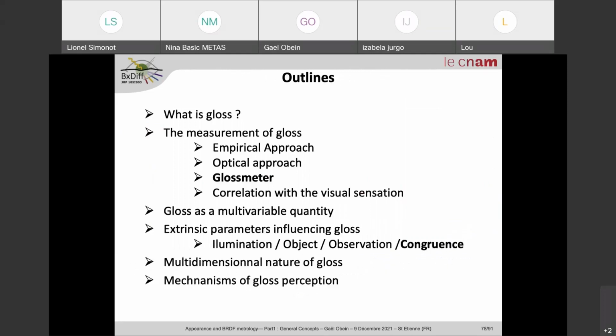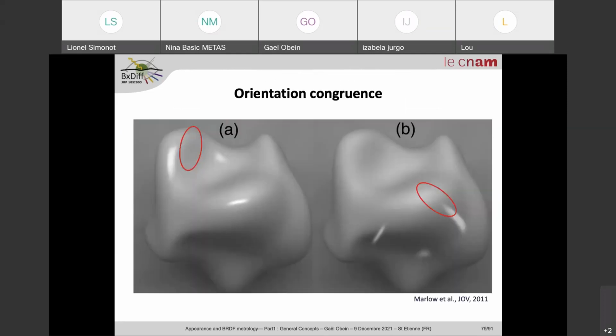Another thing that is interesting is what we call the orientation congruence. When you look at a shape, you expect to get the specular somewhere. If it's not at the right place, you don't even see gloss at all. This is not possible that the light is coming from the bottom, for instance. It's not in your brain. So you say, no, this is something else. This is a scratch on the sample. But it's not gloss. So you expect to get the specular somewhere, and it has to be there. Otherwise, it's suspect.